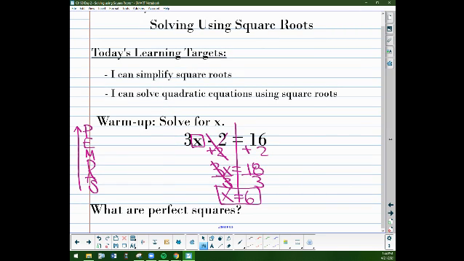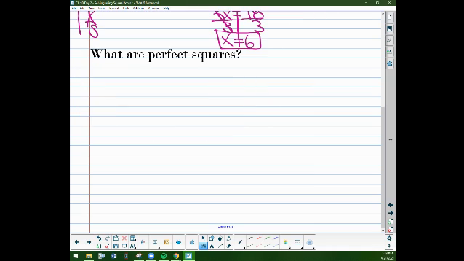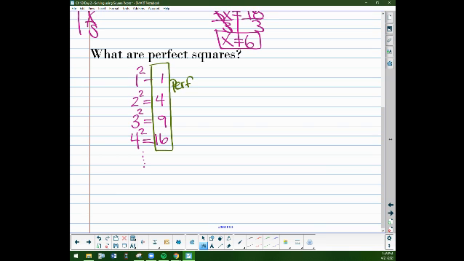One thing I want to talk about first that's going to help us for today and moving on tomorrow is perfect squares. If you remember, 1 squared is 1, 2 squared is 4, 3 squared is 9, and 4 squared is 16, and so forth. These are the perfect squares: 1, 4, 9, 16, and so forth.